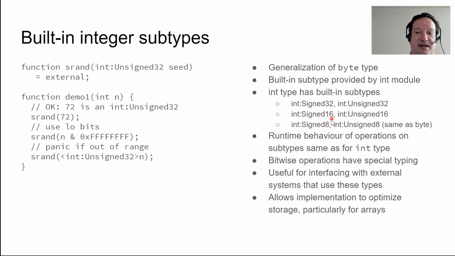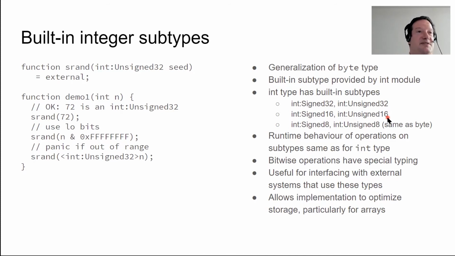We have signed and unsigned for 8, 16, and 32 bits. This one here, int unsigned 8, is the same as byte. The important point to understand is that these are not separate basic types. Operations on these types work exactly the same as int. So there's really nothing to understand. If you know how int works, you know how all these things work. There's nothing separate to learn.